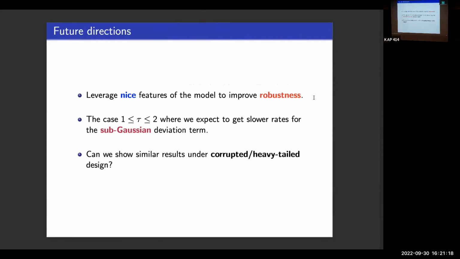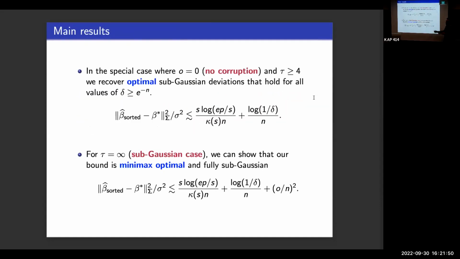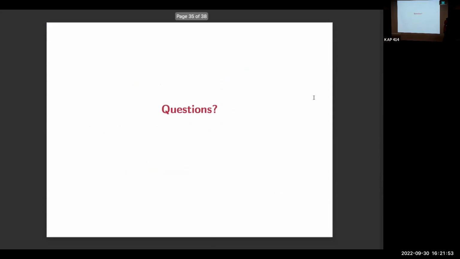Okay, that's pretty much it. I think the real interest in this work was to leverage a nice feature of the design in order to get improved results for your estimation problem. We could certainly do this for less than 2 moments, without an existing variance. We can still, I think, show similar results. But it would be very interesting to do the same thing if your design is not sub-Gaussian. That would be the hard thing to do: what if your design is heavy-tailed and probably even corrupted? Can we still show a similar result? That would be really interesting to do. And I'll just stop here.